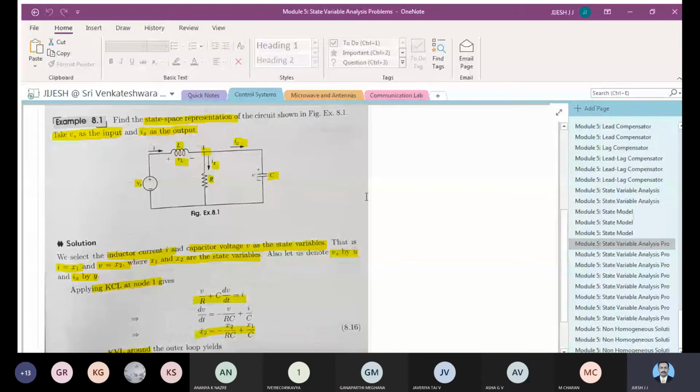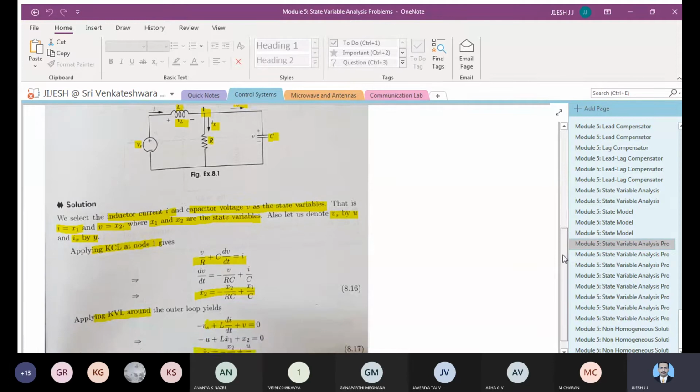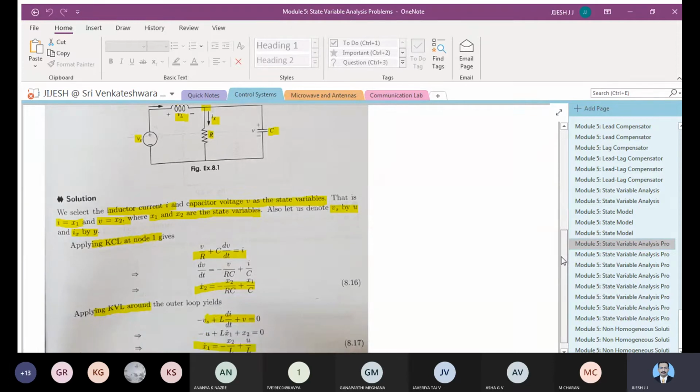This problem has been done in the previous class, that is state space representation of a diagram. This diagram is given for you, and you can take Vs as the input and Ix as the output. That is what they have told here in the question itself. So this is the problem which you have got.